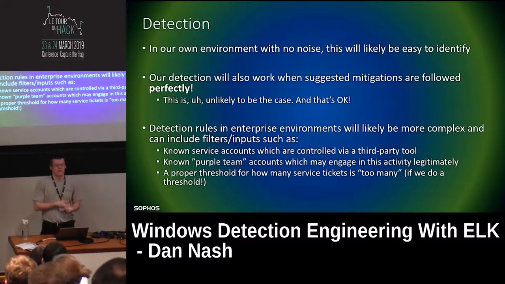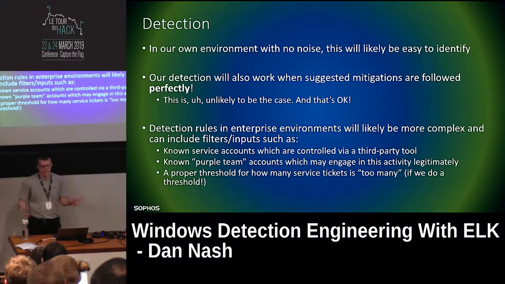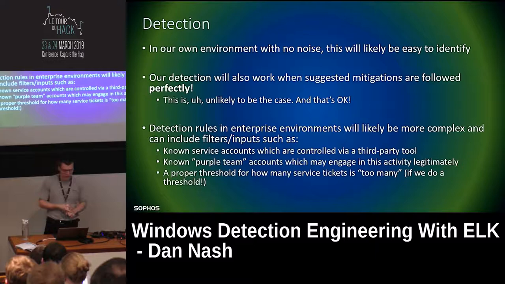So whenever we search for people requesting tickets, there's going to be a few accounts which come up an awful lot more. So if we had some kind of lookup or some kind of centralized repository for these accounts, we can filter them out. That's no problem.